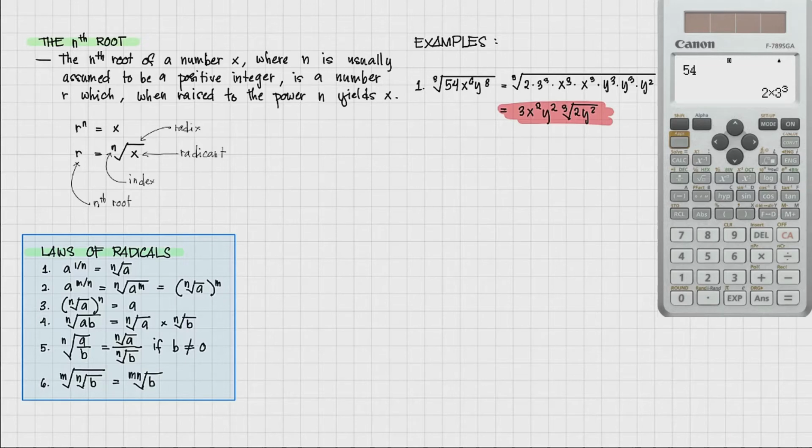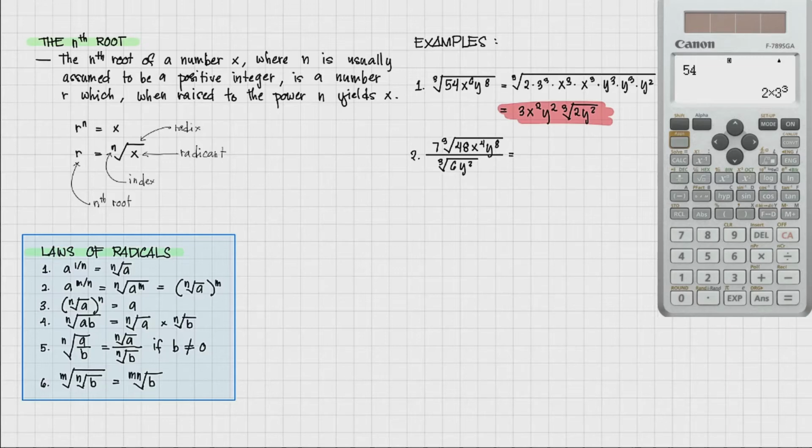So let's try another problem. Say number 2, maybe a fraction. So let's try 7 times the cube root of 48 times x raised to 4 times y raised to 8, and then divide the whole thing by the cube root of 6 times y squared.